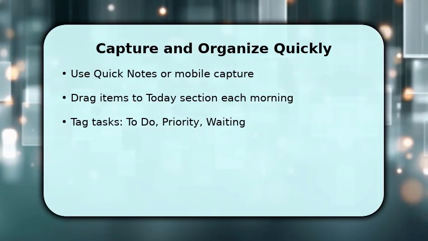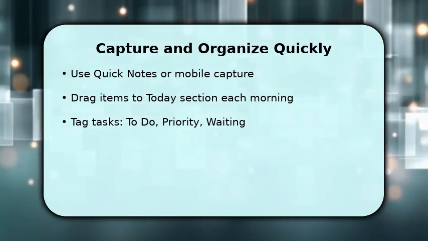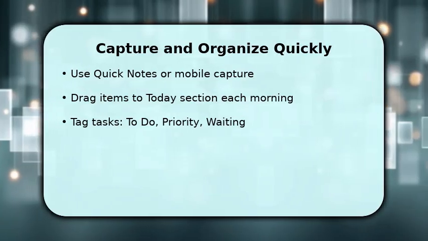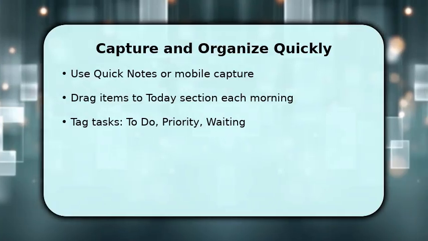Tag each task with to-do, priority, or waiting so filters show only what matters. This reduces context switching. Make sure to add due dates or reminders for time-sensitive items so you won't miss deadlines and can plan your work blocks.